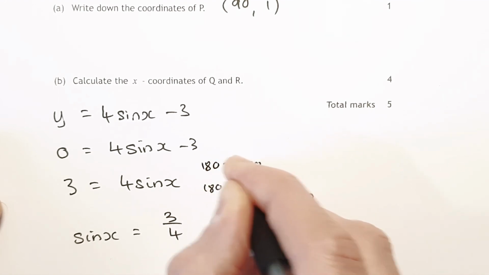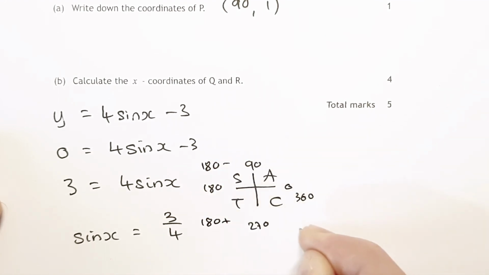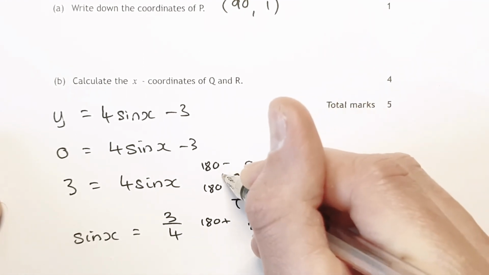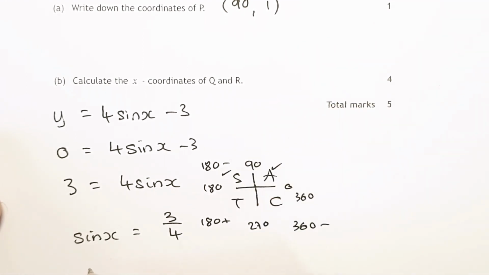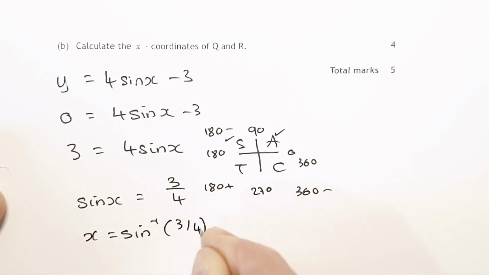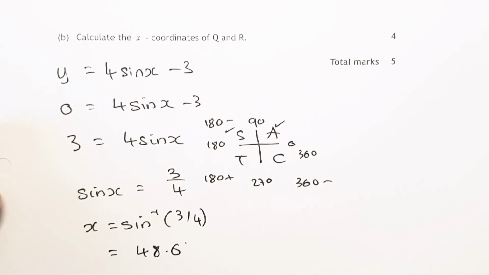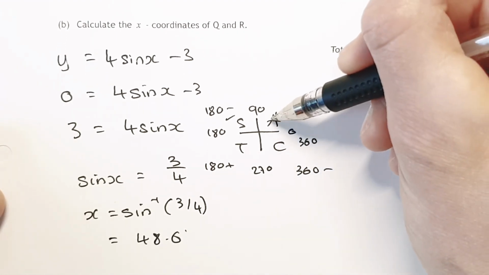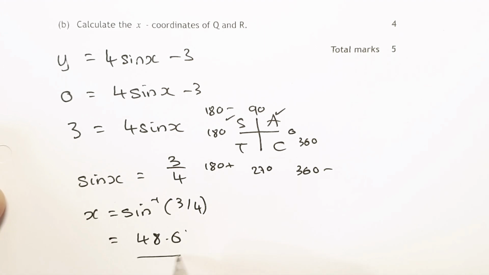And it's 180 subtract here, 180 plus, 360 subtract. Now sine is positive, so we're going to tick off A and S. So when we do the inverse sine of 3/4, that's going to give us our first answer. And that is 48.6 degrees. So that's our answer that's going to be in the quadrant for All between 0 and 90. So that's one of our answers.